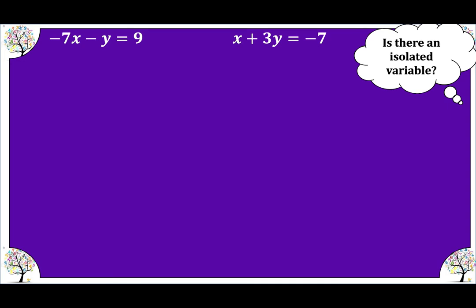So we could isolate x with one simple step of subtracting 3y from both sides. So that's what I look for. But there are an infinite amount of ways to solve a system using substitution.